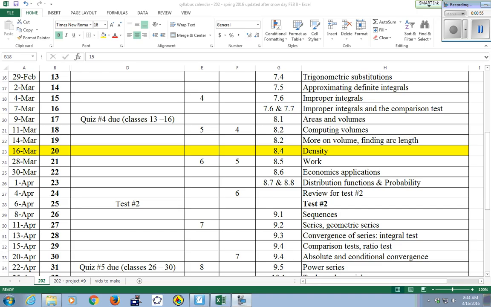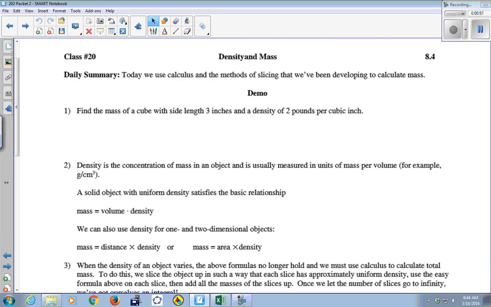Today we're going to use calculus and the methods of slicing again that we've been developing, and we're going to be calculating mass based on density. All right, so this simple non-calculus problem: if you want to find the mass of a cube that has side length 3 inches, so I'll draw my little cube here. All the sides are 3 inches, and it has a density of 2 pounds per cubic inch. How would I calculate its mass?